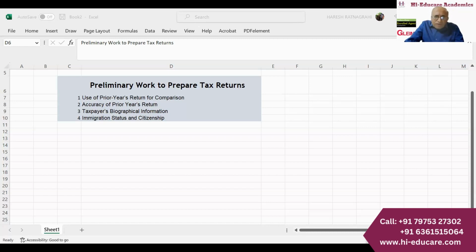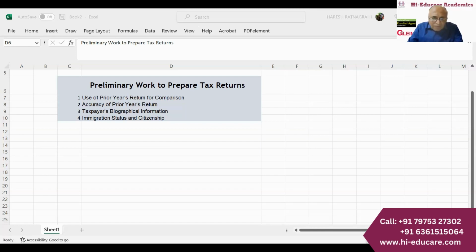So we have to understand how we can help the taxpayer. Tax planning is important. I am not saying that you should evade tax, I'm talking about planning, right? So obviously use of the prior year's return for comparison is very important, right? And if the taxpayer does not have a copy of the prior year income tax return, then he or she can obtain one from the Internal Revenue Service by completing form number 4506.